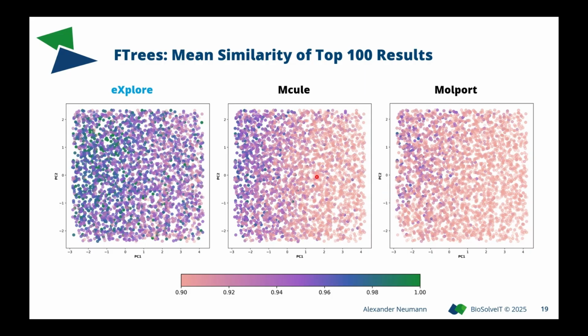It becomes more evident if you now compare Explore to MQ and MPort for the top 100 results. We can see that the coverage almost disappears. So there's a huge emphasis on drug-like structures, I would say, in this area, whereas for everything else, the coverage is almost gone.